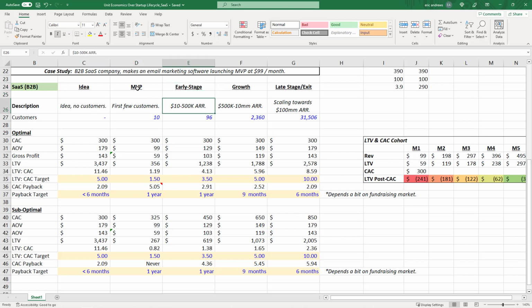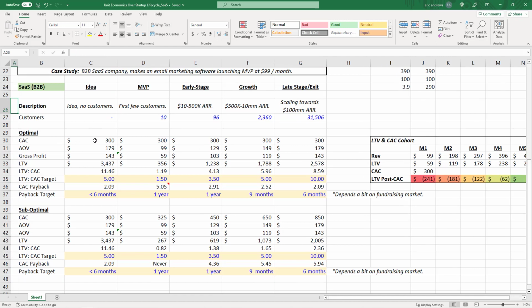Then what we're calling early stage, I'm saying around $10,000 to $500,000 of annual recurring revenue. So 10 to 500K. Then the growth phase is what I'm calling 500K to 10 million of ARR. This would kind of put you in the Series A through maybe Series B phase. And then finally, late stage, as the company scales from 10 million ARR to 100 million ARR. This is where a company could become worth more than $1 billion and have a chance to do an IPO or be acquired for a very high price.